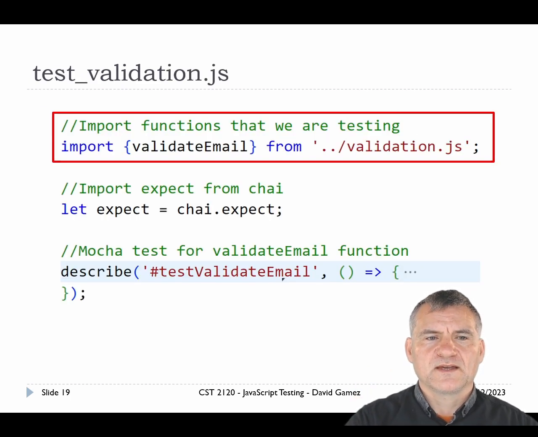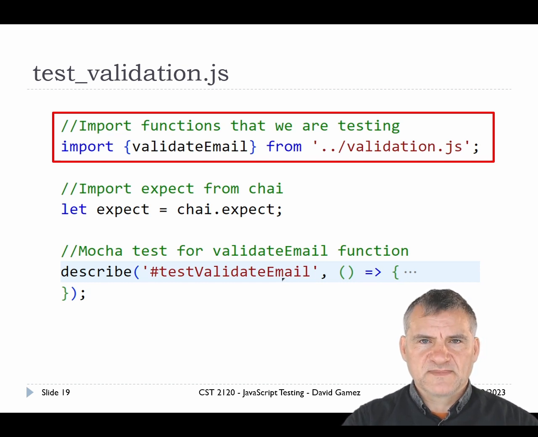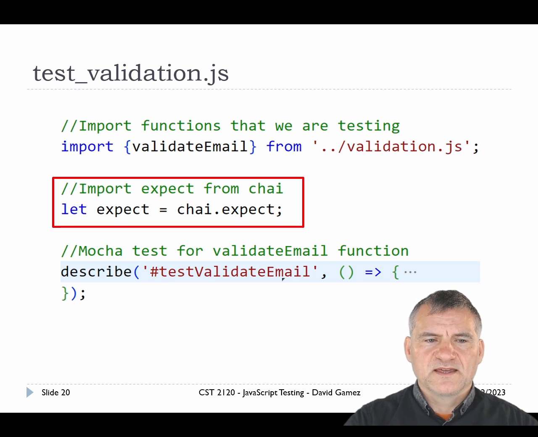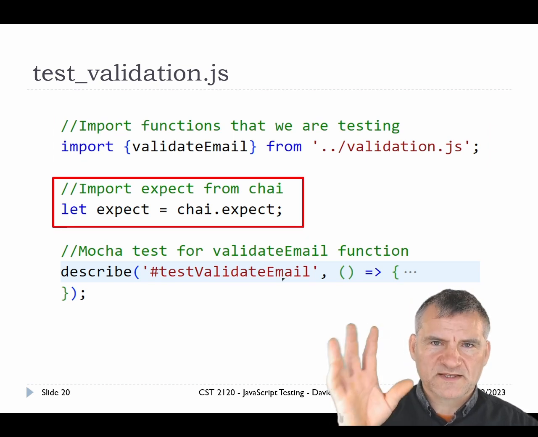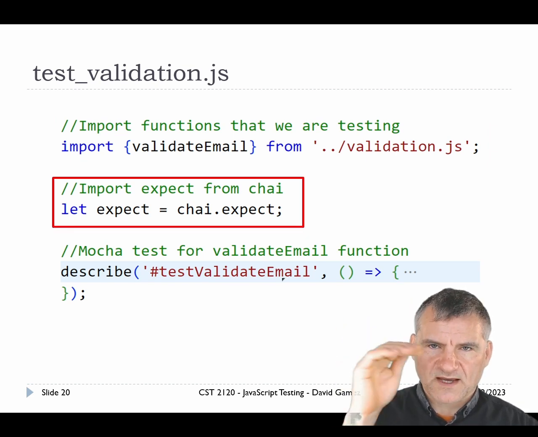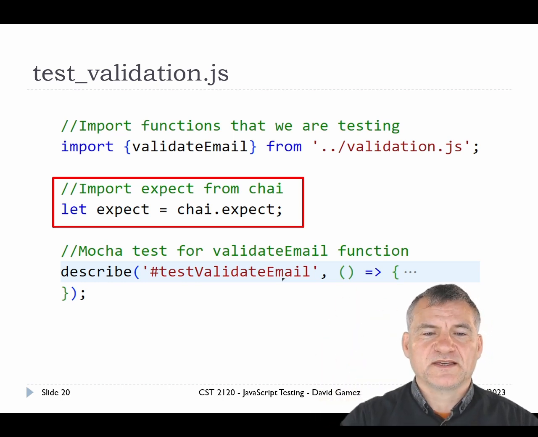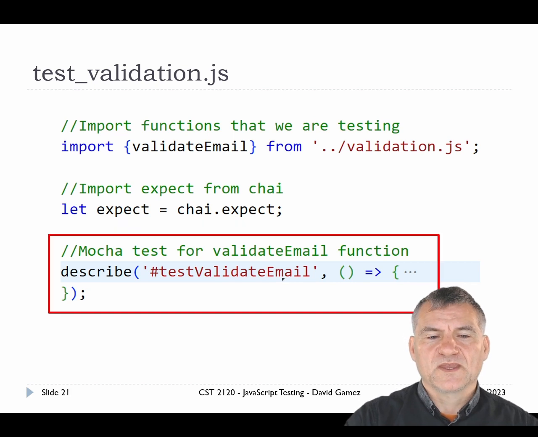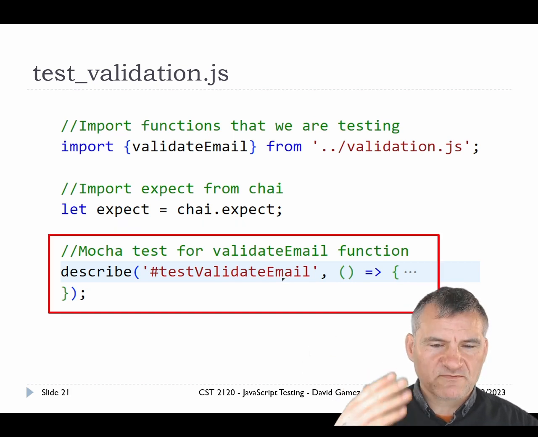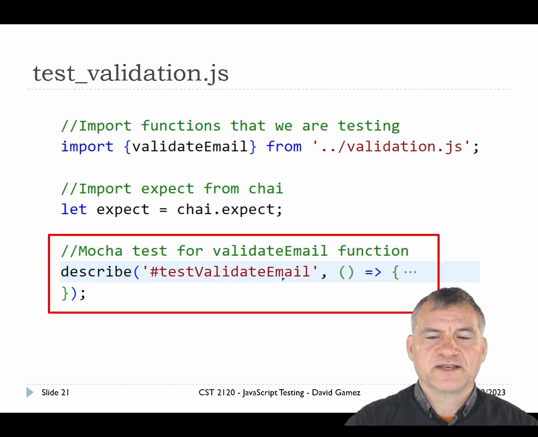So this is my test validation example. In this case, I'm importing the function I want to test. Then I import expect from Chai, which is linked in my test page so that it will actually exist. And then I have this somewhat complicated wrapper that Mocha uses, which I'll cover in a little bit.